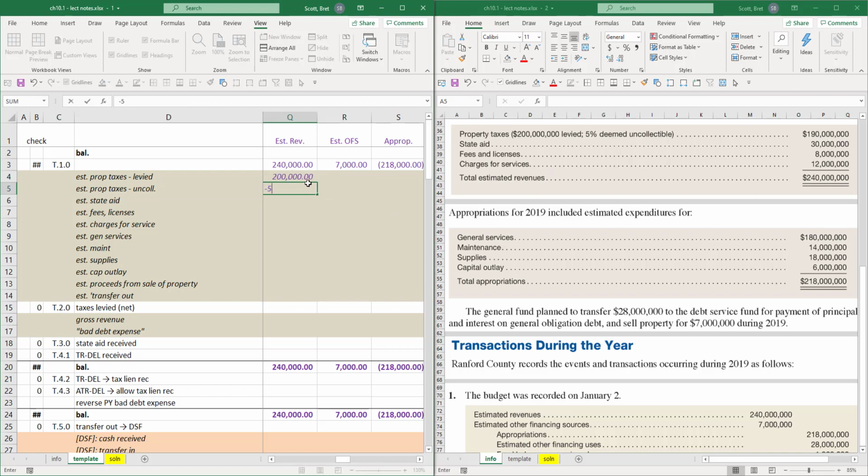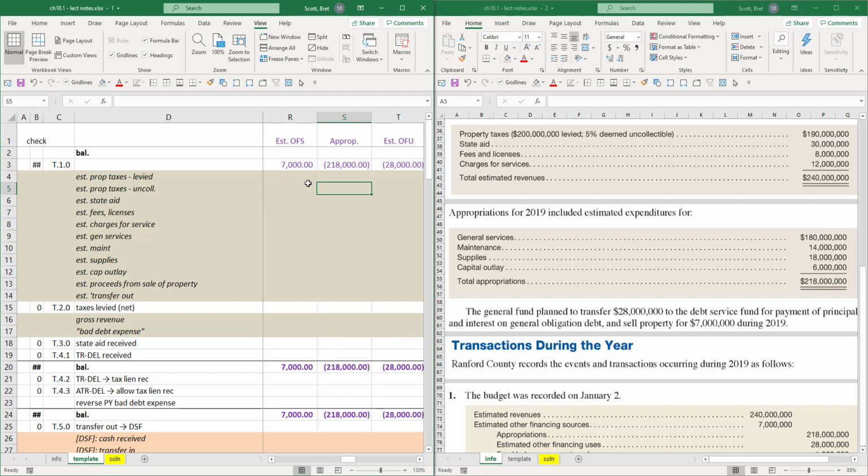Minus 5% times that. Okay, that's the 190 they're talking about there. That will become important for us later to keep track of. Sometimes they like to net things together, and it causes some frustration. State aid, 30. Fees, licenses, 8 million, and then 12 million services that we charge.